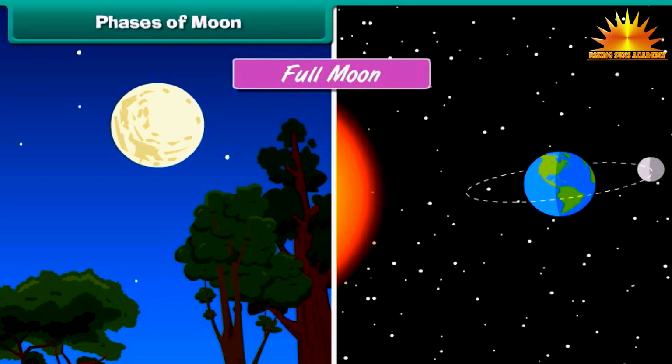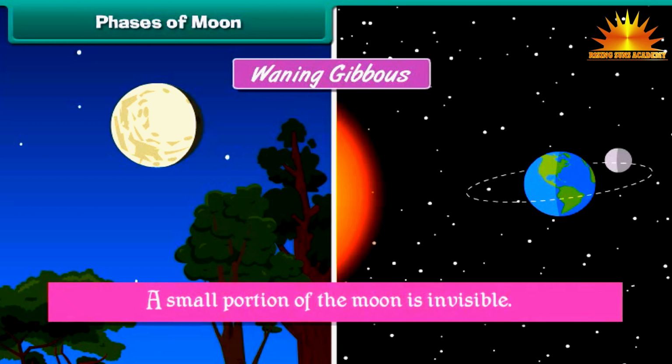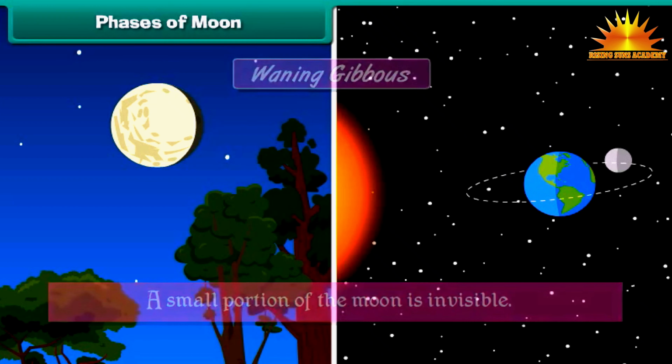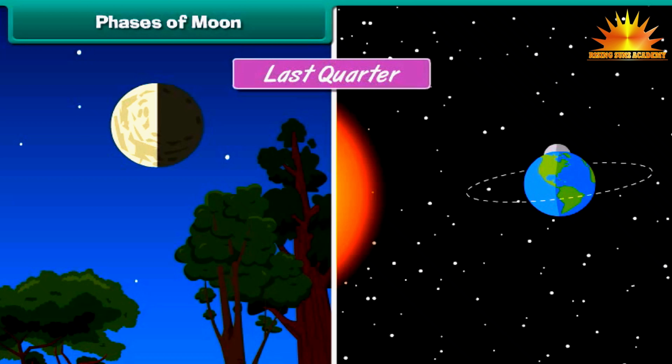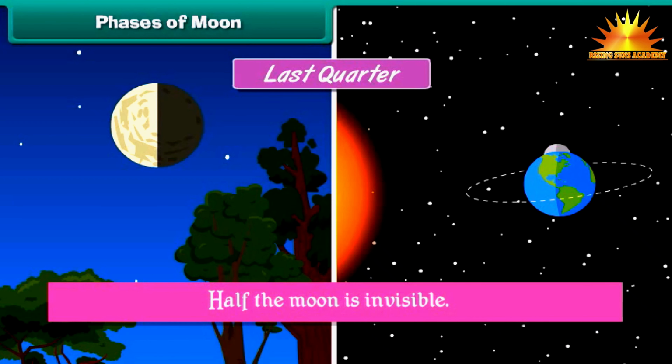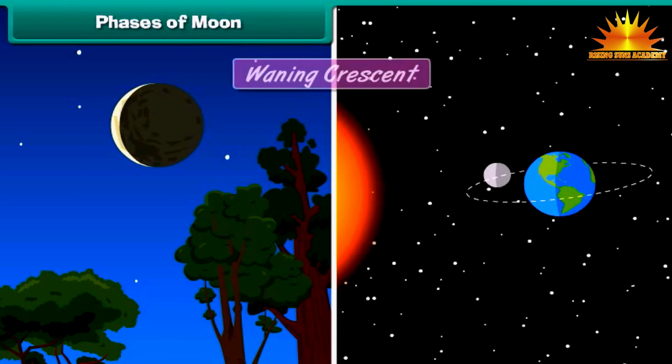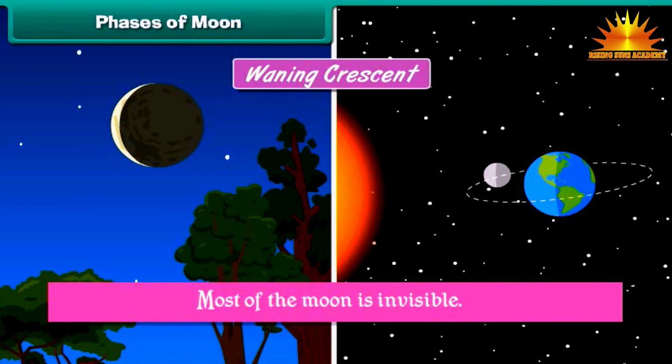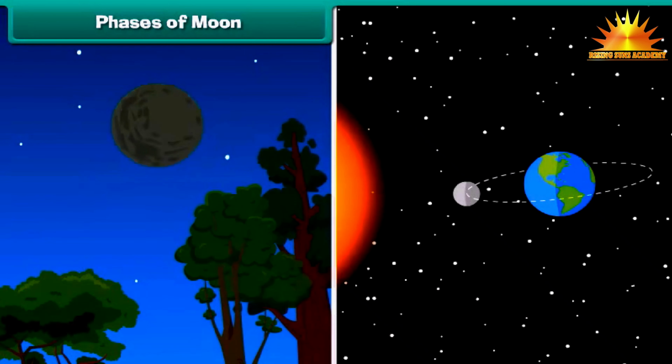After full Moon, the size of visible Moon starts decreasing. Waning gibbous. It is the phase that follows the full Moon phase. A small portion of the Moon is invisible. Last quarter. It is the phase that follows waning gibbous. Half the Moon is invisible. Waning crescent. It is the phase that follows last quarter. Most of the Moon is invisible. After the waning crescent phase, the Moon becomes completely invisible.